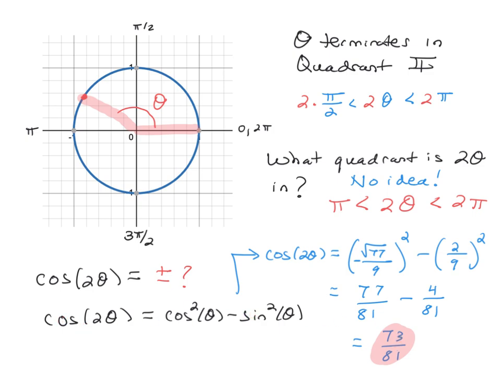So by the way, since this is positive, now I do have an idea of where the angle 2 theta is. And it has to be that it's over here in the 4th quadrant. We didn't really need to know that for this problem, but that is where the angle 2 theta is located.